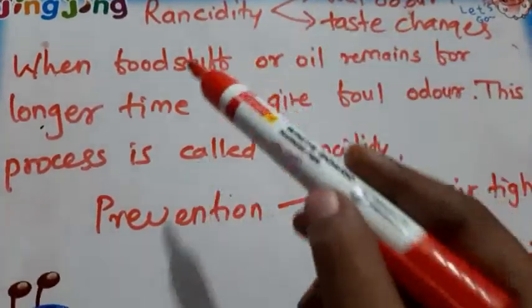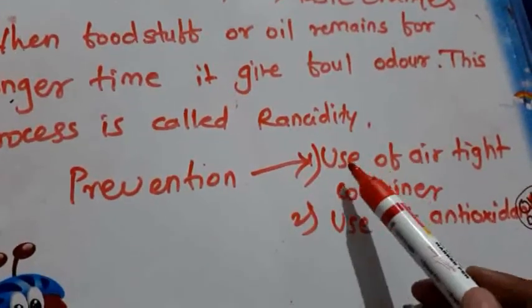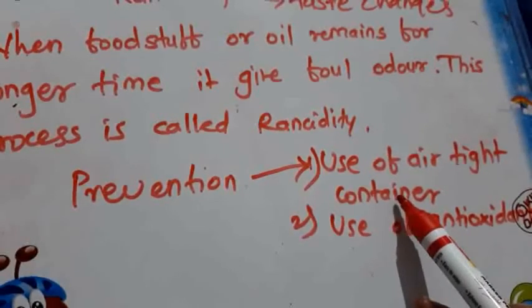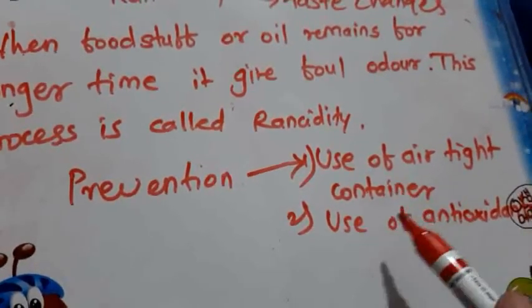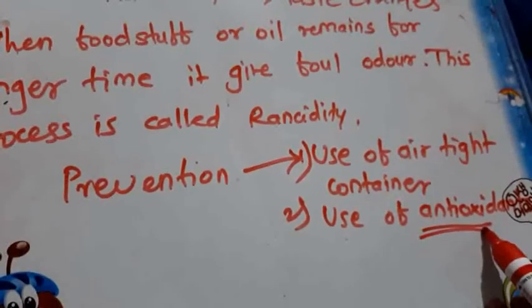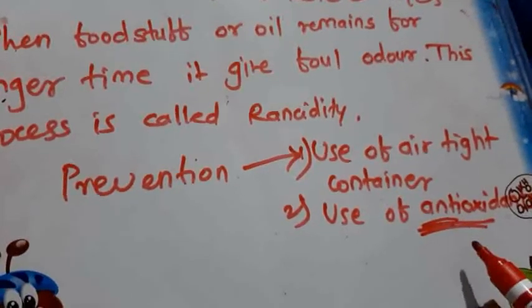This rancidity can be prevented by 2 ways: by using airtight containers so that oxidation of foodstuffs will not take place, and use of antioxidants so that oxidation will not take place, as they are antioxidant, that is, they will oppose oxidation process.